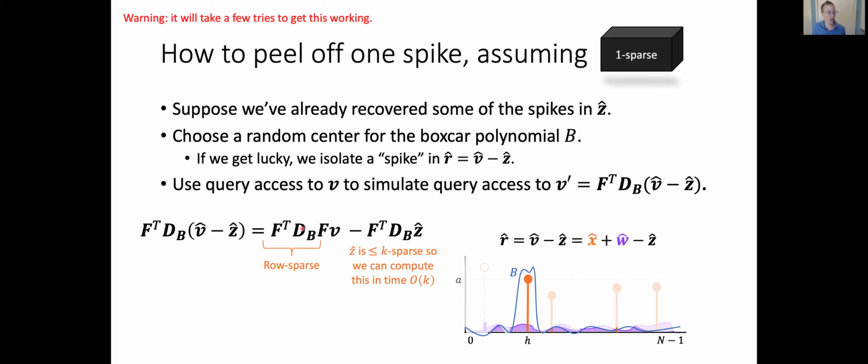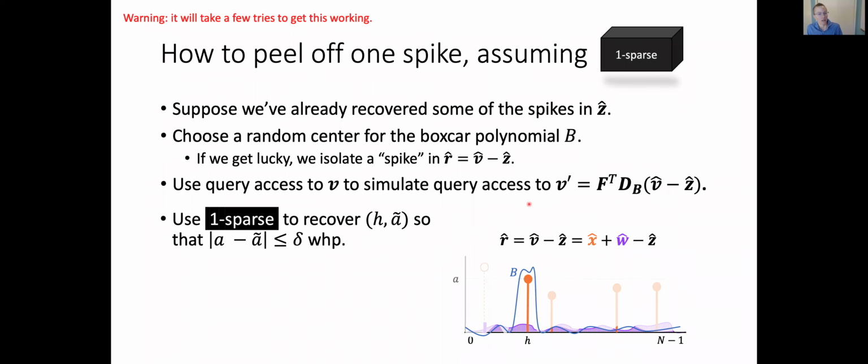And remember, we can do that because F transpose dF is row sparse. And then this other thing that we're subtracting off, this is all stuff that we know, and z hat is k-sparse anyway, so we can always compute this in time O(k). Cool. So now I have query access to v prime, so I can use the one-sparse solver to recover h, the location of this spike, and a twiddle, which is an approximation of the magnitude of the spike with high probability. And then I'll just say, okay, let's add this spike to z hat and move on.